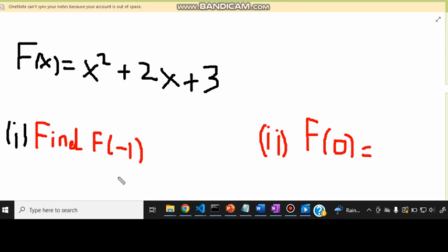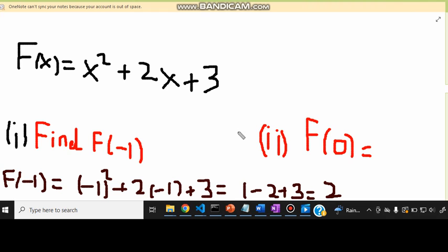And what is our input for both of these questions? Well, in this one, we're inputting in minus 1 into our function, and we're going to run it through: we're going to square it, multiply it by 2, and add 3. And in this one, our input is 0. So we're going to go 0 squared, 2 times 0, etc. So if you want to pause the video and try and find out what is f of minus 1 and what's f of 0, and I'll do it now.